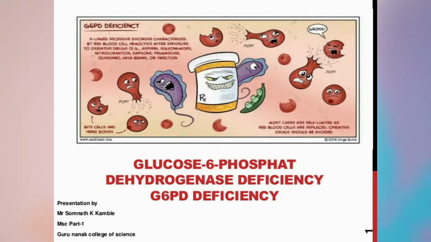What are we talking about today? So the condition we're talking about today is known as G6PD deficiency. So what is G6PD deficiency? This is an inherited genetic disorder. It's also known as an X-linked genetic disorder that affects the red blood cells in the body.